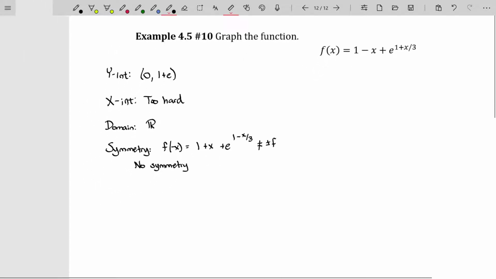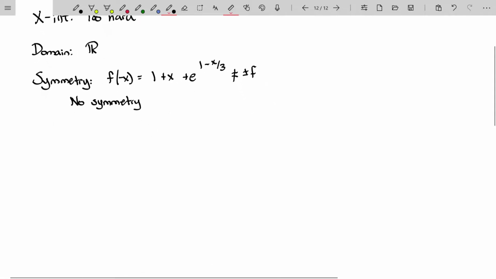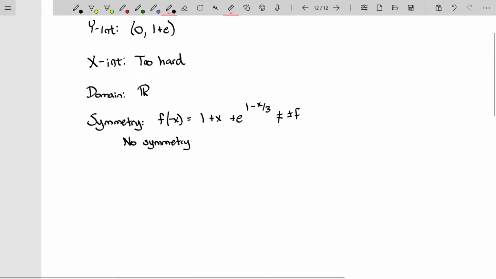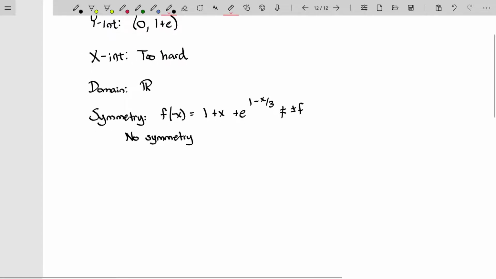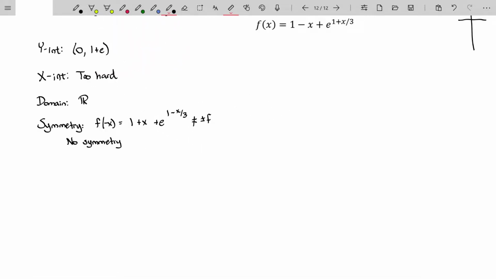But there are some modifications you can make to an exponential function to make it symmetric, like an absolute value, or, well, no, not even that. An absolute value on its argument. Now, that's another story. But anyway, let's go ahead and move forward. So we've taken care of y-intercepts, I see there, I pluralized it. Y-intercept, x-intercepts, domain, symmetry. Now let's talk about asymptotes.